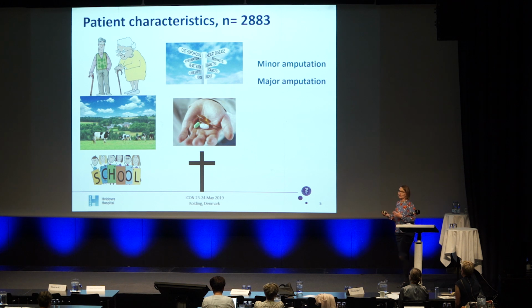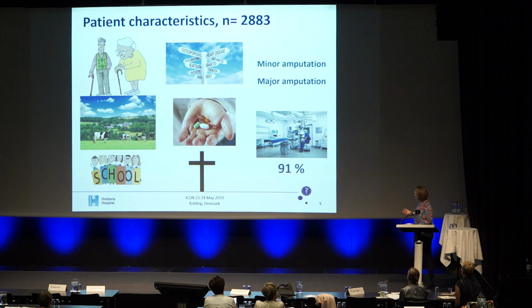And looking at how many amputations we are performing, what are the differences here? The majority, the major amputations, are performed 60%, and the minor is 40%. So the majority of the patients undergo major amputation.